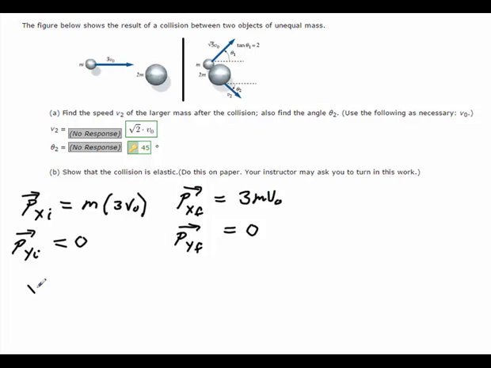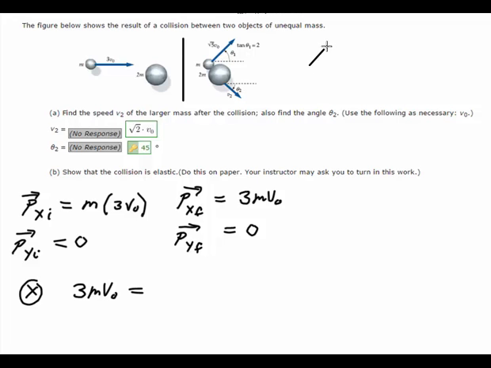We'll do the x first. That gives me 3 mVO, which is what I have initially. We've got to break this into components. Now this one, they tell you the angle is the tangent of 10. So let's just draw a quick little sketch over here.